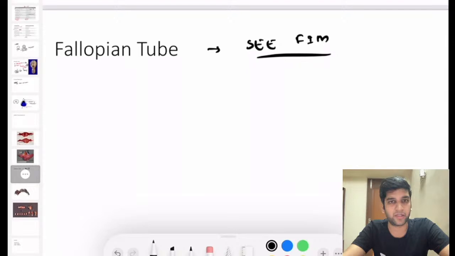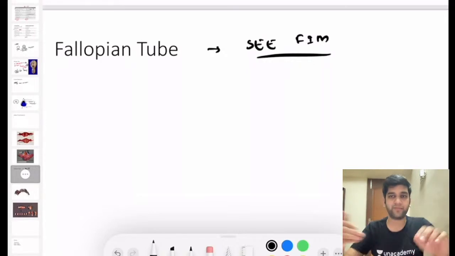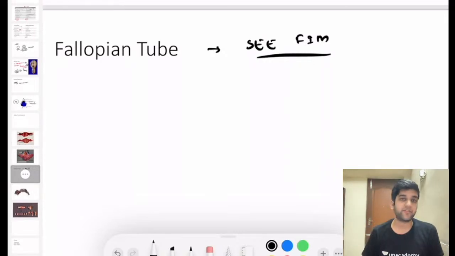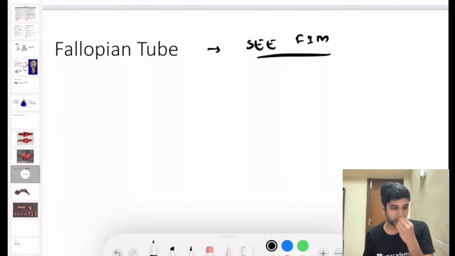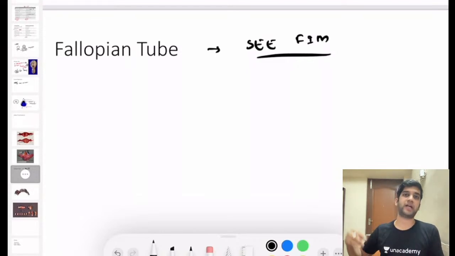It's Sectioning and Extensive Examination of the Fimbriated end, right? FIM for fimbriated, SEE for sectioning and extensive examination. The SEE-FIM protocol is very, very important for your analysis of serous lesions, and complete grossing of the cervix. The SEE-FIM protocol is very important when you have an ovarian lesion, an ovarian serous lesion. This is one of the ways to do it, right?